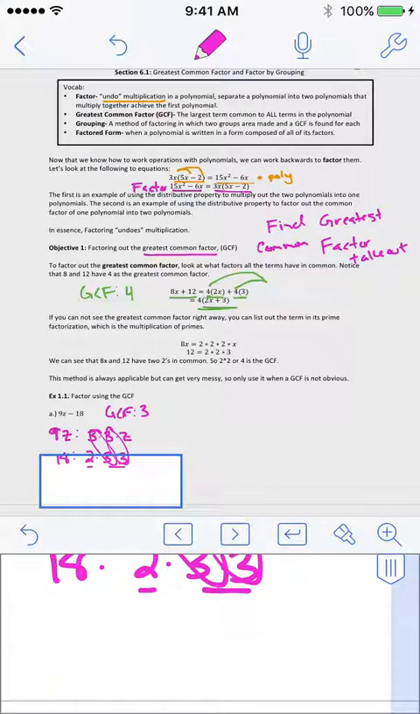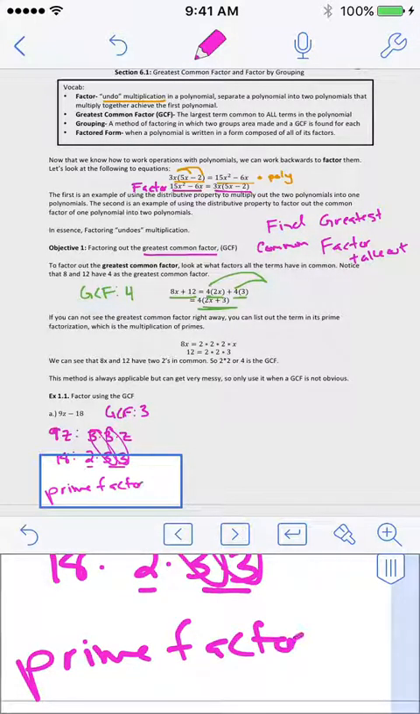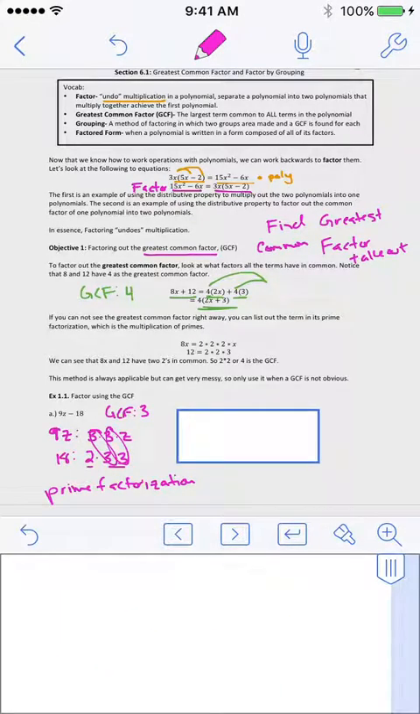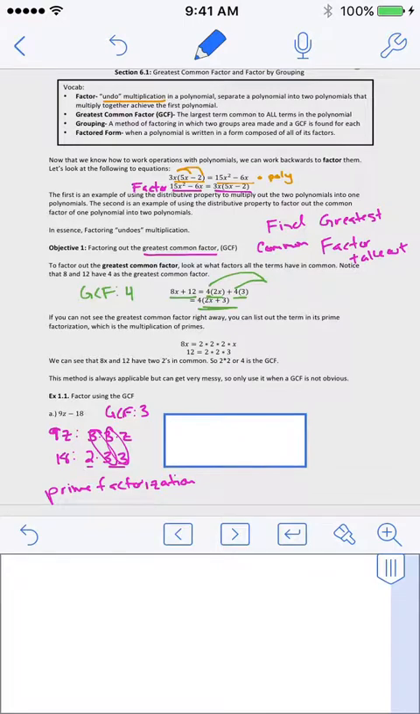This is called the prime factorization method. It can be the quickest, especially with those larger numbers and you don't want to write out all the factors. However, there is a second method. We can just look at the factors.